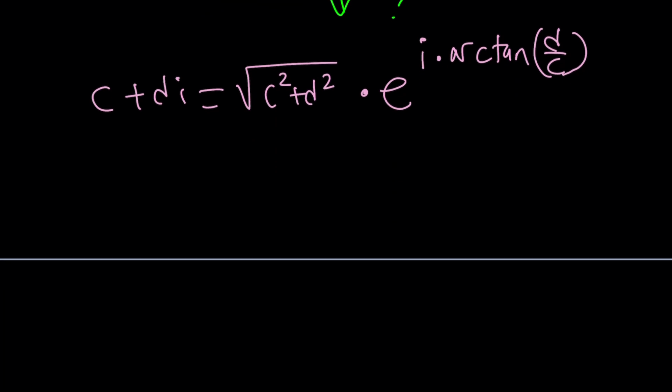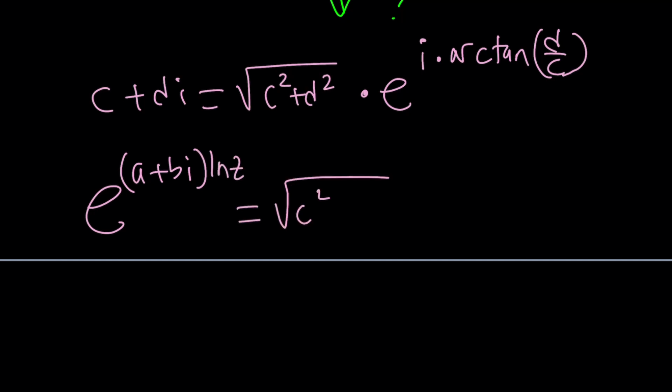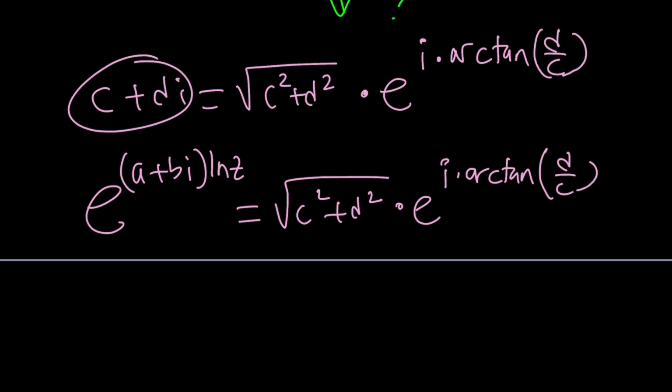So now let's go ahead and put these two together. Remember, on the left we have z to the power z to the power a plus bi, which was written as e to the power a plus bi multiplied by ln z. And now on the right, we have the square root of c squared plus d squared times e to the power i times arctangent d over c. Okay, I could probably just replace this with that, but anyways.